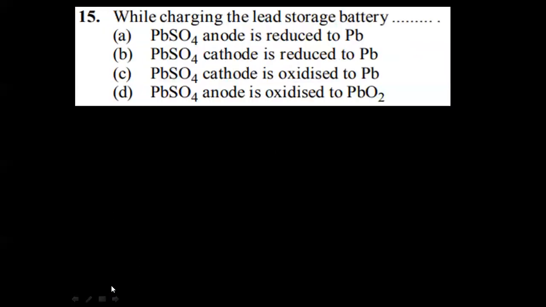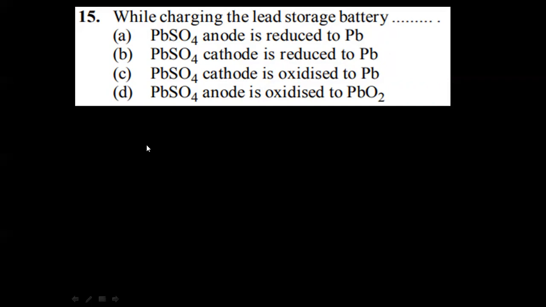15. While charging the lead storage battery, PbSO4 anode is reduced to Pb, PbSO4 cathode is reduced to Pb, PbSO4 cathode is oxidized to Pb, PbSO4 anode is oxidized to PbO2. While charging the lead storage battery, when the lead storage battery is recharged or charged, the reaction occurring on the cell is reversed and PbSO4 on anode and cathode is converted into Pb as well as PbO2 respectively.